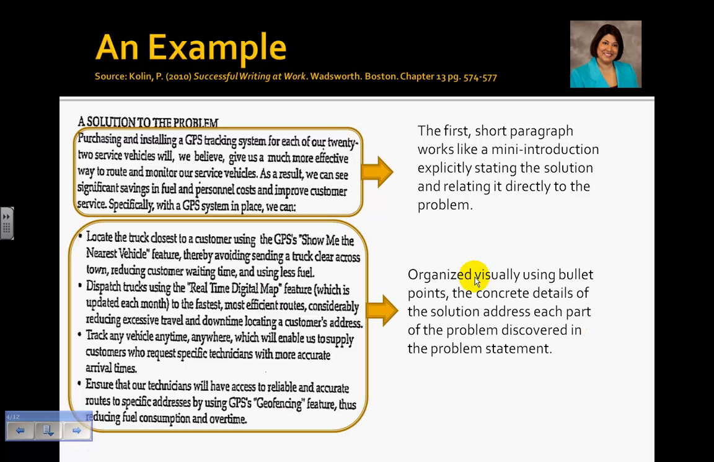These specifics are organized visually using bullet points. You'll notice each one is a bullet point but doesn't contain one or two words but a sentence, and that is perfectly acceptable in a proposal. And each solution addresses part of the problem discovered in the problem statement. I've not included that part here, but each one addresses a concern. For example, being able to find the nearest vehicle was a problem, to make sure that they're using the most efficient routes for all their trucks. So both of those are very positive elements of the solution statement.